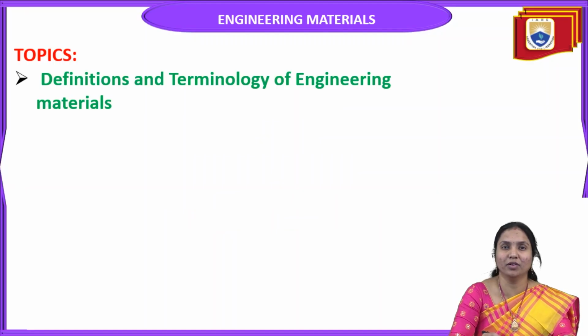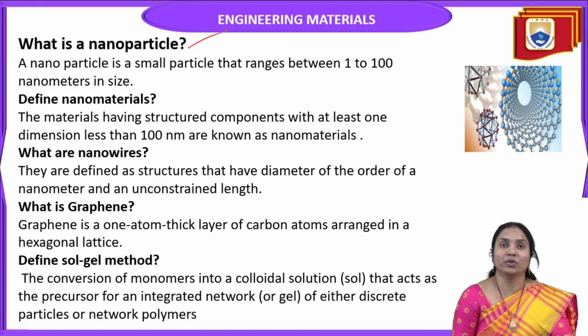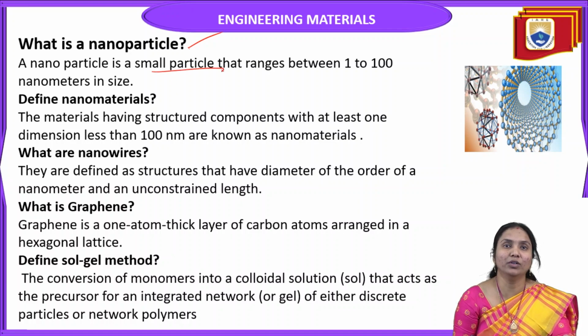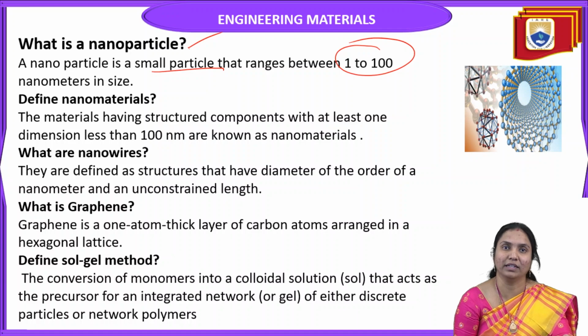Today we are going to discuss the definitions and terminology of engineering materials. What is a nanoparticle? A nanoparticle is a small particle that ranges between 1 to 100 nanometers in size. Nano means very small, with size on the order of 10 to the power minus 10, angstroms or 10 to the power minus 10 centimeters. A very small particle is called a nanoparticle.